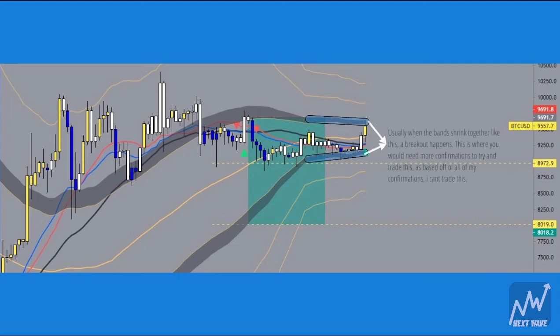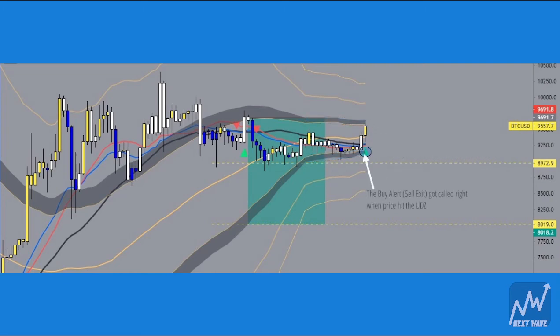Usually, when the bands shrink together like this, a breakout happens. This is where you would need more confirmations to try and trade this, as based off of all of my confirmations, I cannot trade this. The buy alert, sell exit, got called right when price hit the upper danger zone, so I can't trade this. And we can see here that price is basically broken even for those who never got out.